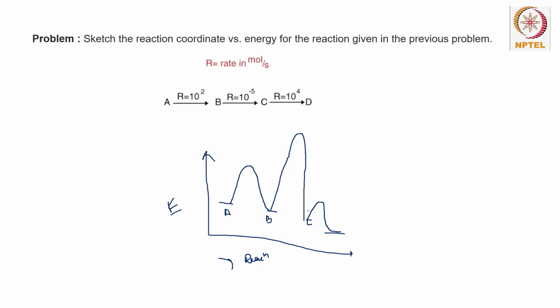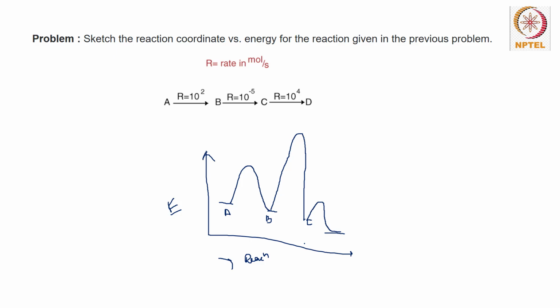So the energy diagram will be like this, because this is the rate of the reaction. For A, you need a middle type, an average rate of reaction. But B to C is very slow, so the activation energy will be very high. And C to D, the activation energy is very low, because this is the highest rate of the reaction. So this will be our energy diagram.